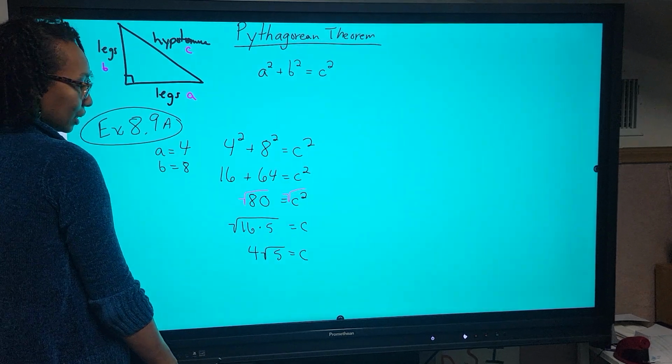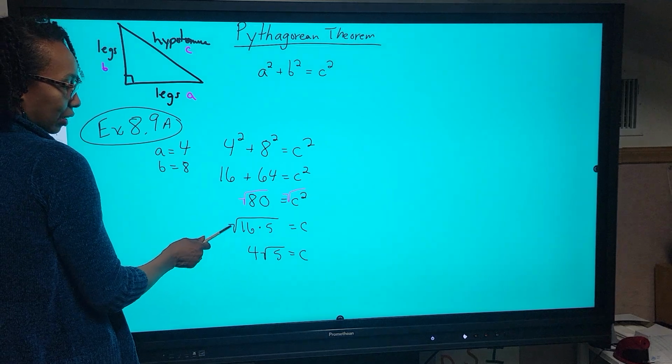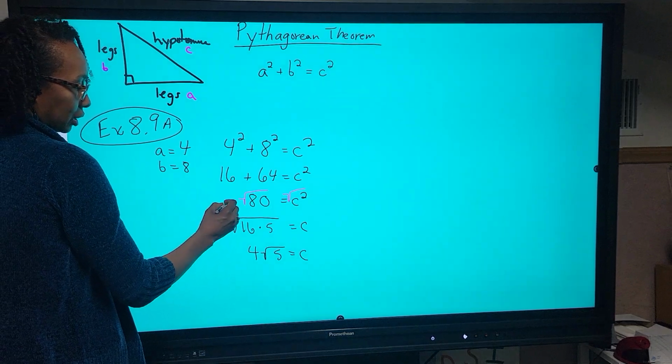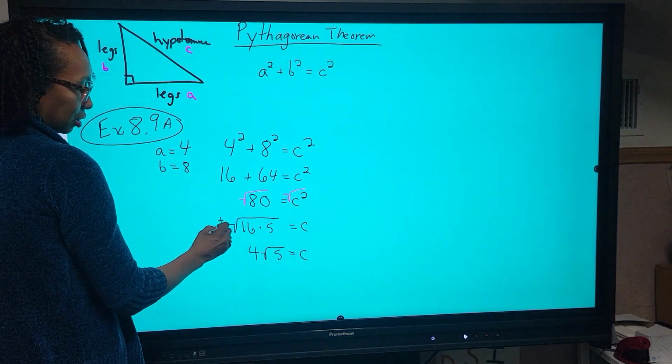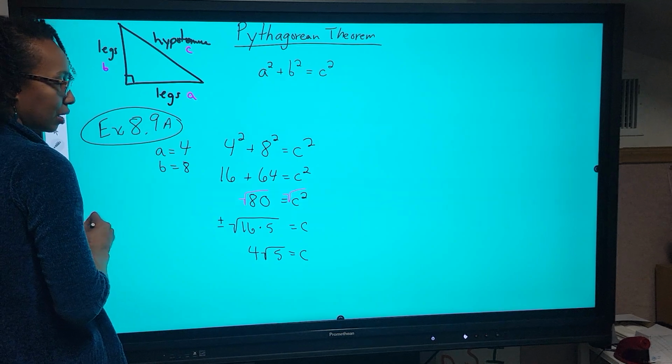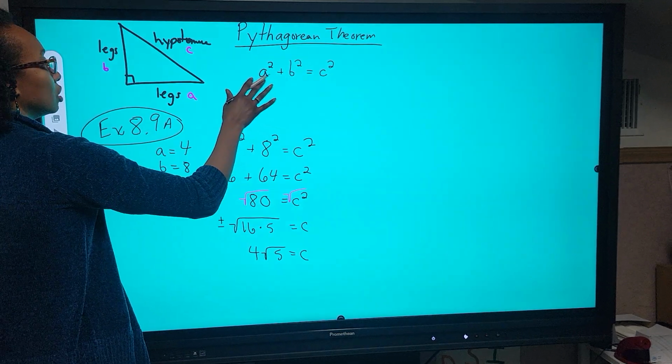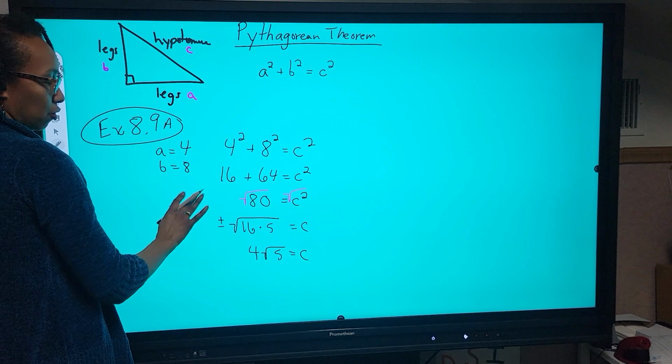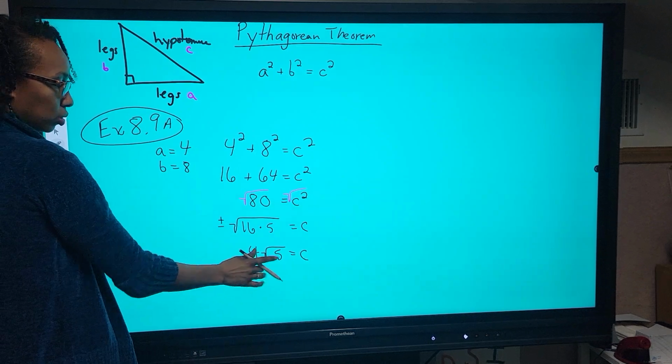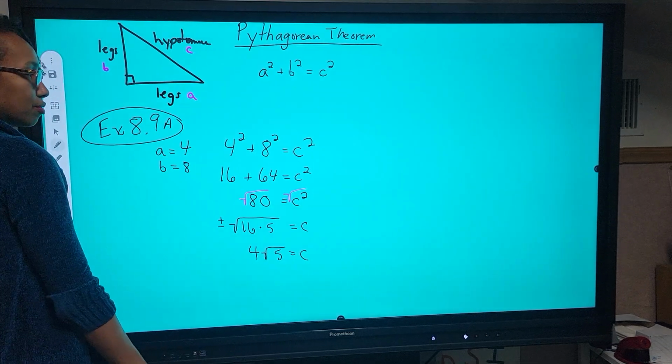Technically, we would get a positive or a negative answer. So in your book, you may see a symbol that looks like this. That's equal to plus or minus that. Because we're dealing with an actual triangle, we're going to forego that and just give the principal root of just 4 square root of 5.